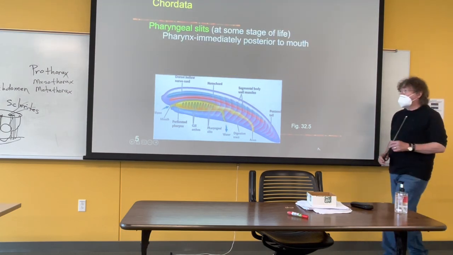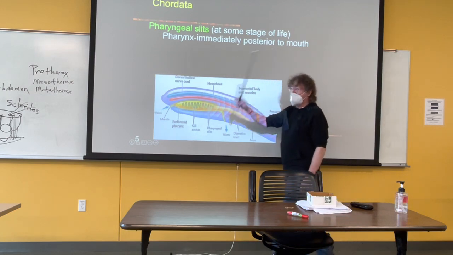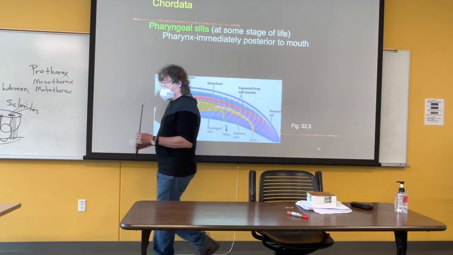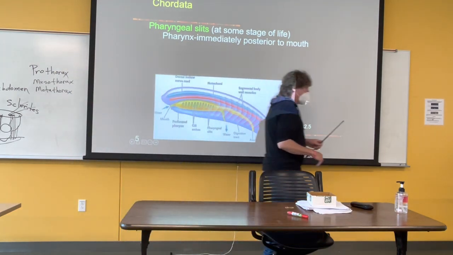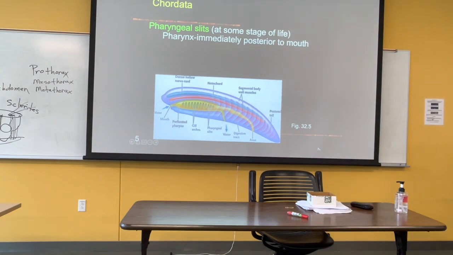Now your book will say pharyngeal slits are unique to chordates. It is not unique, okay? Because there's one other group, I'll put it up here, that is not the main group that we're going to talk about, but in phylogeny, it's right here. These are called Hemichordata. They have a worm-like body, but they have pharyngeal slits.